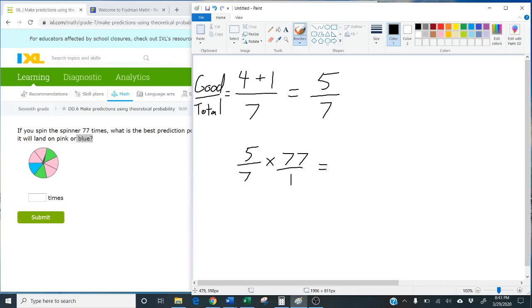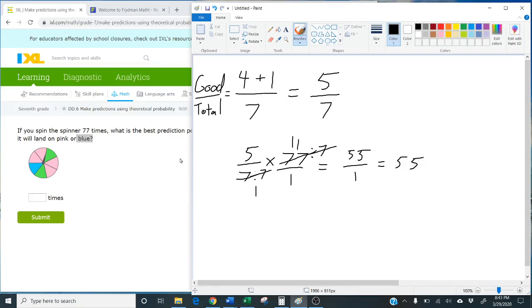Okay, so we can multiply here. You know what? Let's just reduce this a little bit to make our lives easier. This number and this number we can divide by 7. We get 11 here. We get 1 here. So 5 times 11 is 55. And 1 times 1 is 1. And 55 divided by 1 is 55.